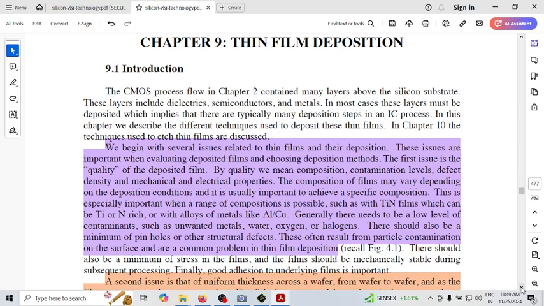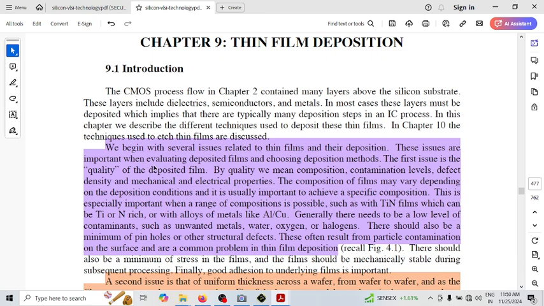So let us try to understand the different features of thin film deposition. So I'm just running through the textbook, which is Silicon VLSI Technology by Plummer, and this has been shared with you people. Now this is in chapter 9. So CMOS process flow has got many layer deposition. So we begin with different issues that are there in thin film deposition.